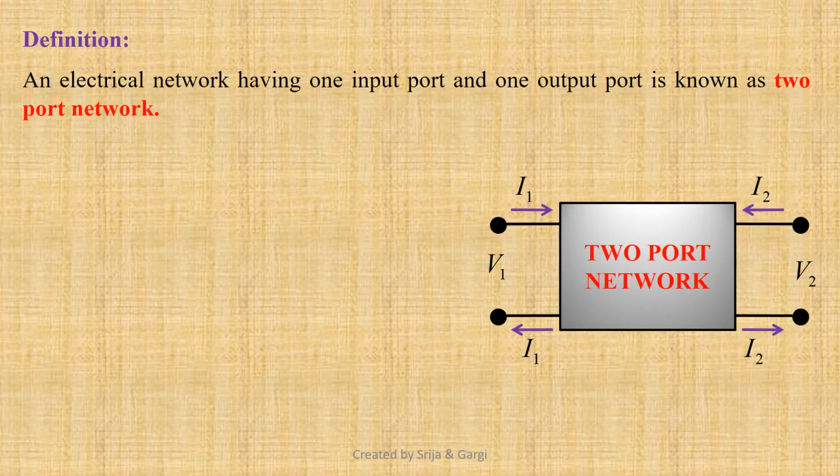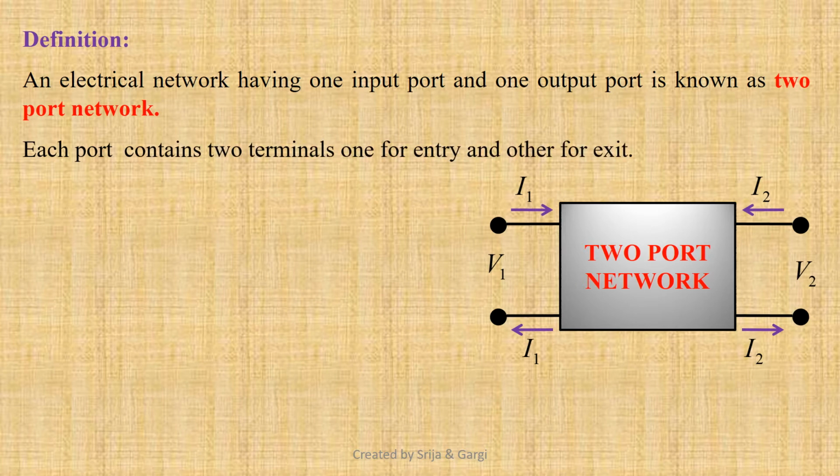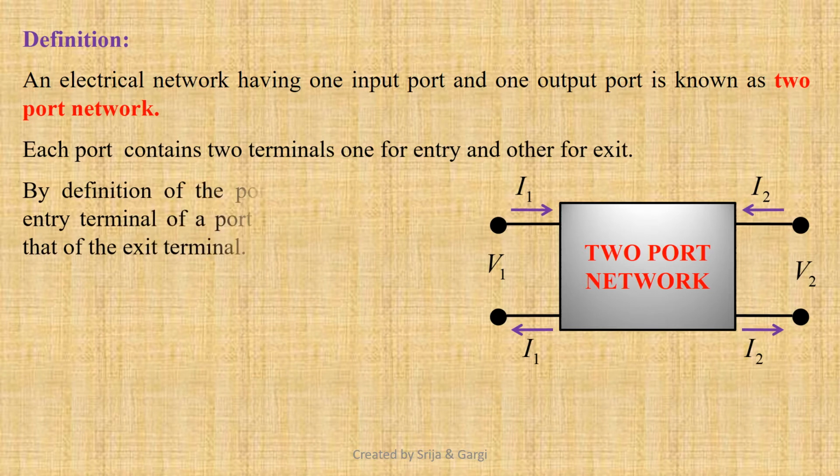An electrical network having one input port and one output port is known as a two-port network. Here we can see the block diagram of a two-port network. By analogy with transmission networks, one of the ports is termed the input port and the other is called the output port. Each port contains two terminals, one for entry and the other for exit.